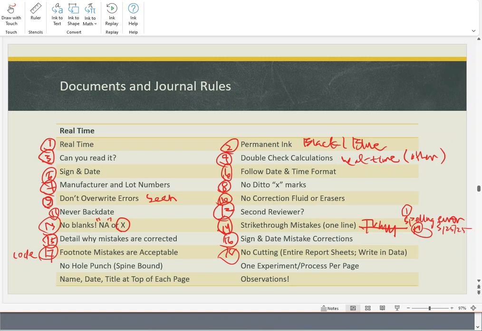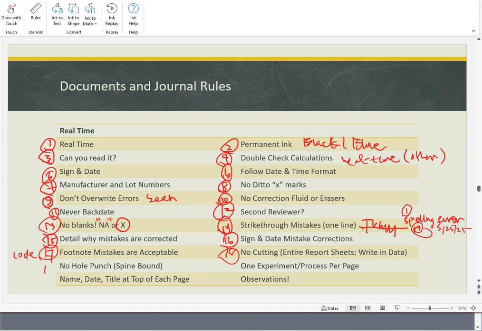Stay away from them. No erasers, no whiteout, no scissors. This is not scrapbook class. This is journal documentation in a laboratory environment, and no scissors or pretty little stickers or pretty pen colors, none of that can be found in a lab.